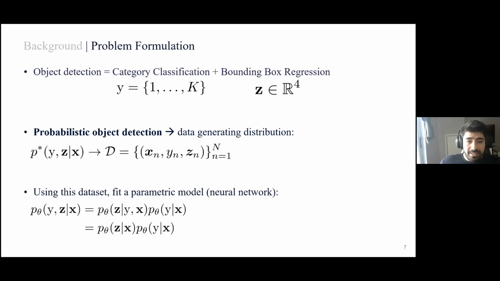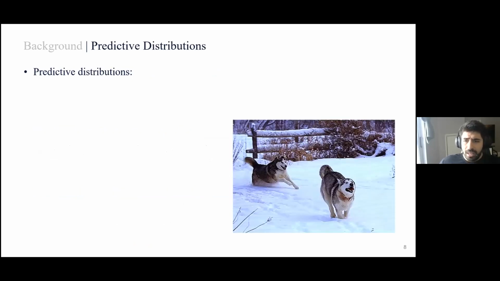We would like to use this data set to fit a parametric model, P theta, that best estimates P star, using only the samples provided in the data set, of course. In general, the category and the bounding box are assumed to be independent, although this is not necessary for the rest of the presentation. The estimated parametric distributions are referred to as predictive distributions. For classification, we use a categorical distribution as our model. And for regression, we use a multivariate Gaussian distribution.